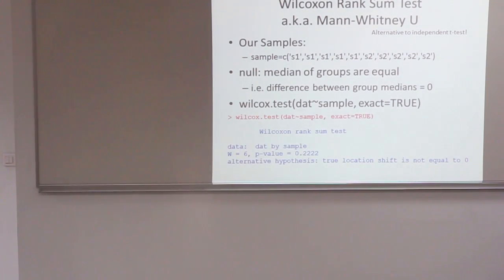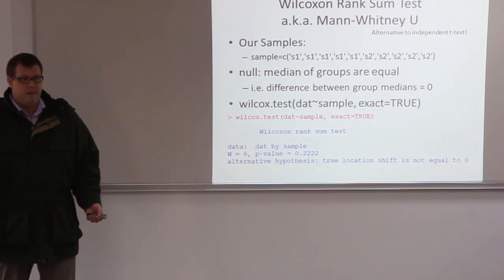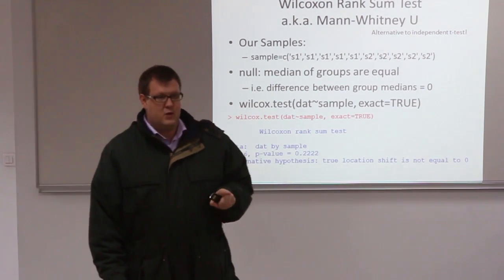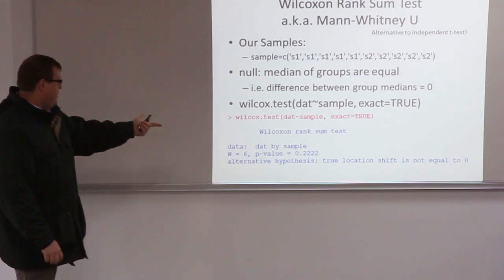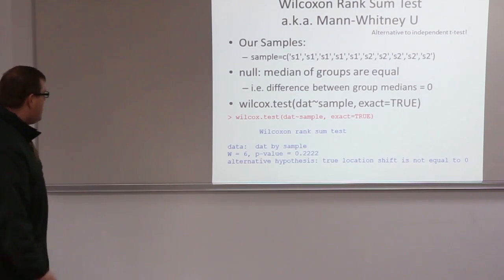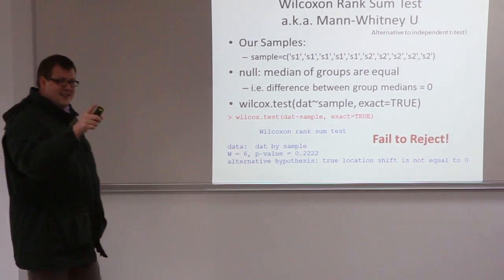And here are the results. What should we do? We'll talk about W in a minute. We should fail to reject. Why? Because its p-value is greater than 0.05. It's 0.22, right? So we should fail to reject. We'll come back to what W is in just a minute.